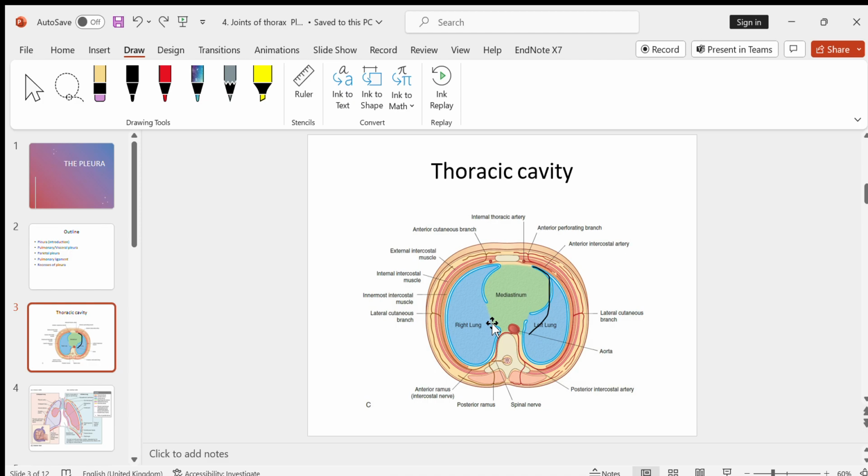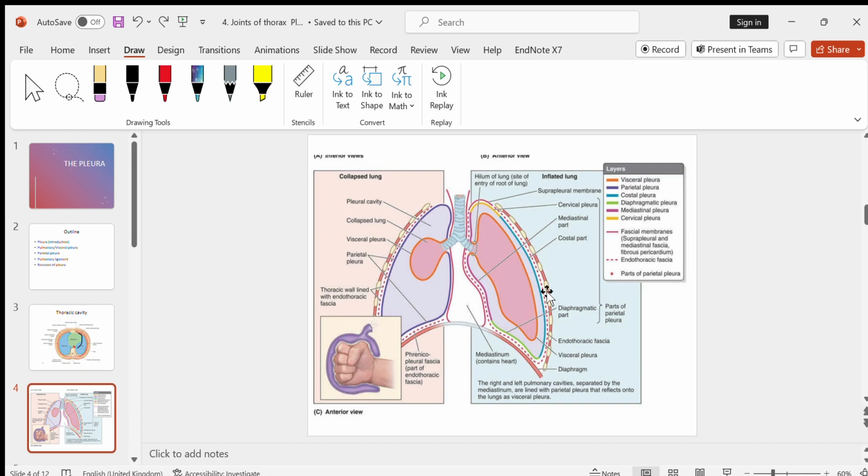So what is a pleura? Pleura is a covering of the lungs. Now pleura has two types. One is parietal pleura and one is visceral pleura. The parietal pleura is the outer pleura which is surrounding the inside of the thoracic cavity, and visceral pleura is the inside pleura which is surrounding the viscera, that is the lung.